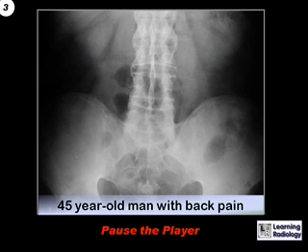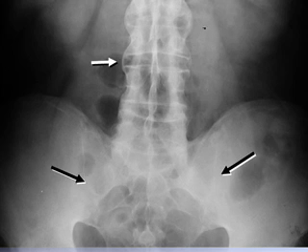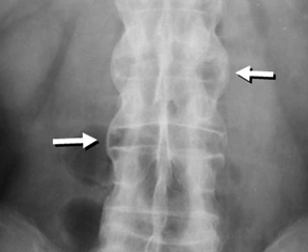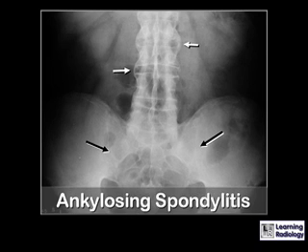Here is your next case. It is a 45-year-old man with back pain. Pause your player. In this case, the sacroiliac joints are both fused, and there are thin syndesmophytes that join each of the vertebral bodies in the lumbar spine. This is ankylosing spondylitis.